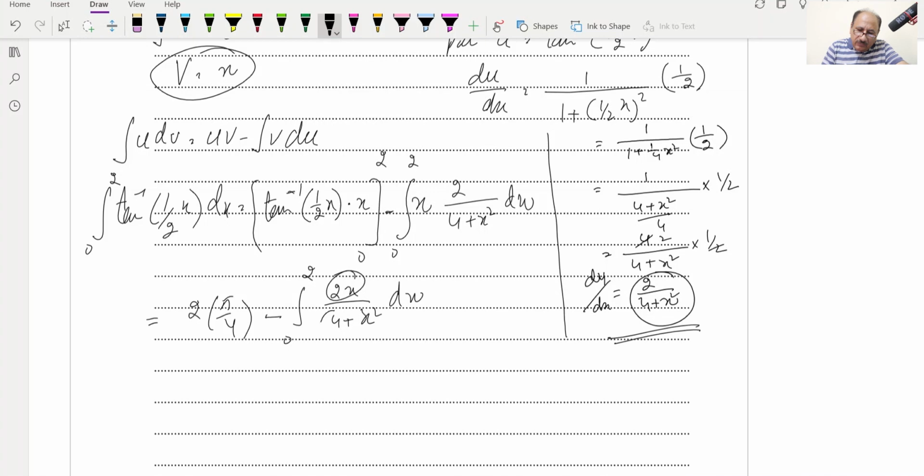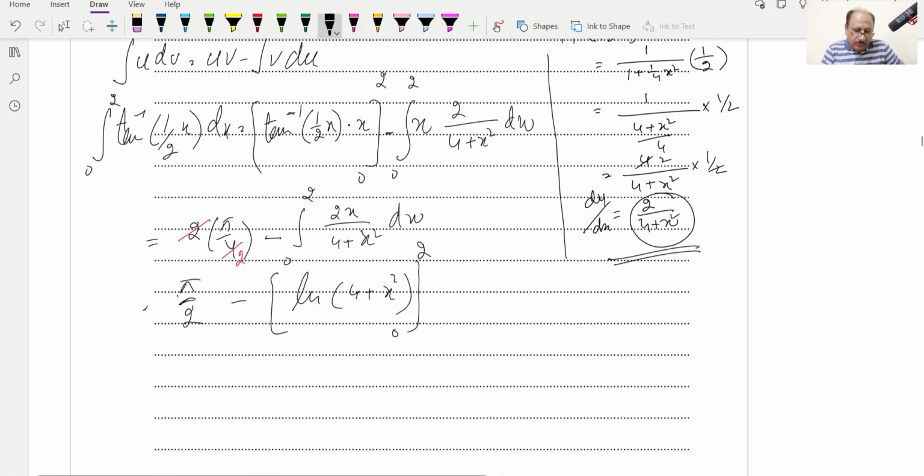Now this is the derivative of the denominator. So when the numerator is the derivative of the denominator, we are using log. So this 2 we can cancel with this 4, so we'll get 2 over here, and this will be pi by 2 minus, and we can integrate in the form of log, so log of 4 plus x squared, and the integral limits will be 0 to 2. Now we can apply the upper limit first, so this will be pi by 2 minus log of 2 squared plus 4, so 4 plus 4 will be 8, so log of 8, and minus the lower limit will be 0, so log of 4, and this will be closed.